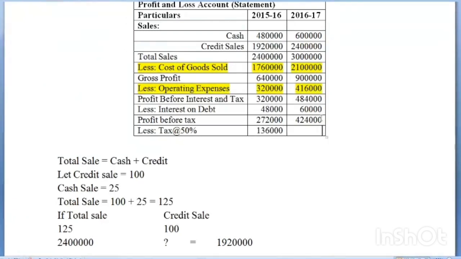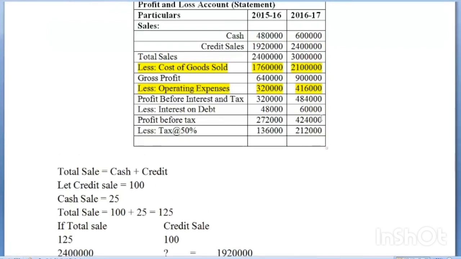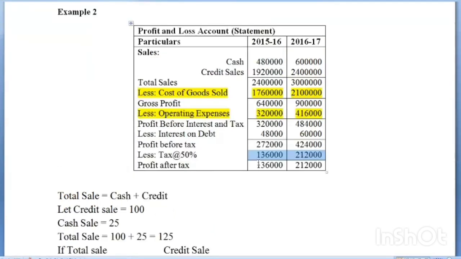And 212. This is called profit after tax. The answer is the same, 136 and 212. The statement is ready.